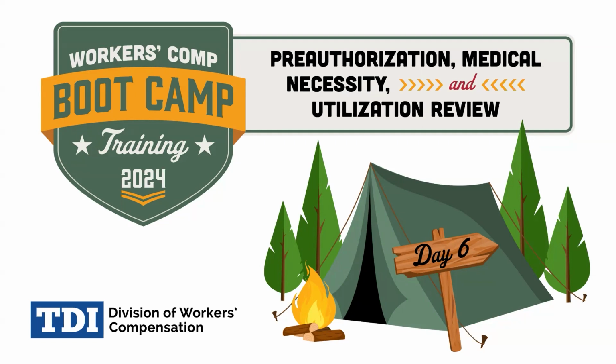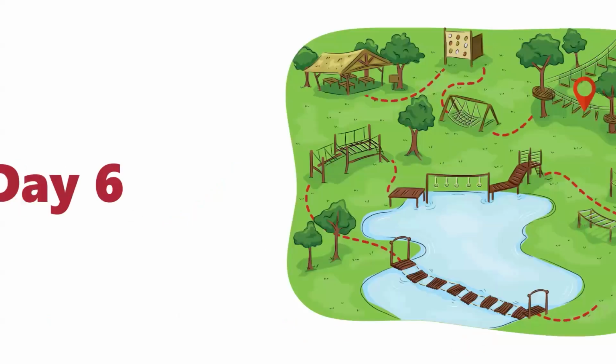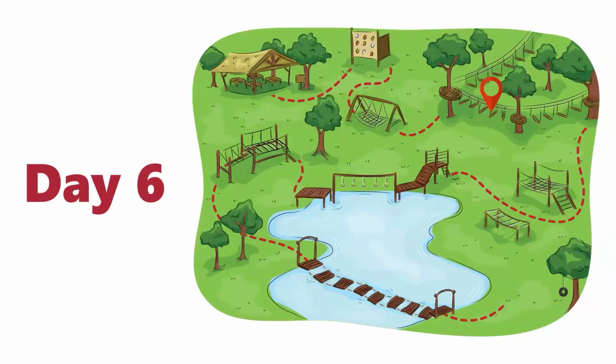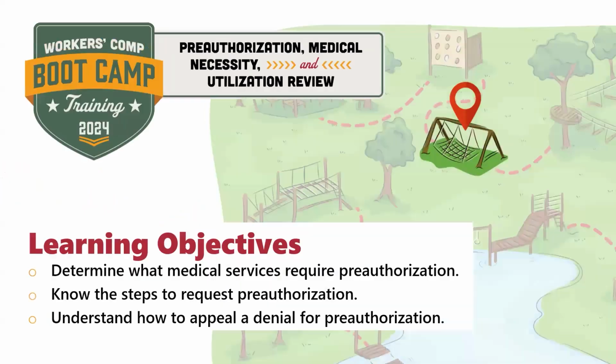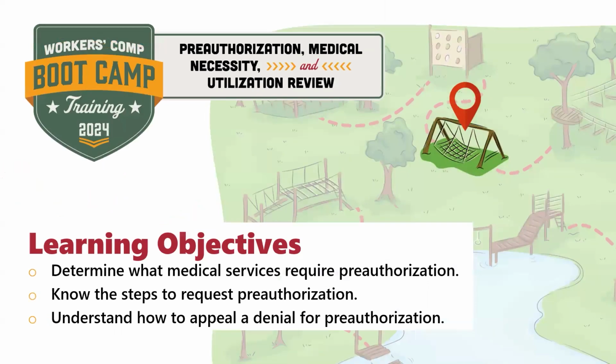The topic is going to be pre-authorization, medical necessity, and utilization review. We're going through the workers' compensation obstacle course here, and we just swung through the swing set obstacle, and now we're going to the climbing net. And with pre-authorization, medical necessity, and utilization review, we do not want you to fall through any of those pitfalls regarding providing treatment to our injured employees through this obstacle.